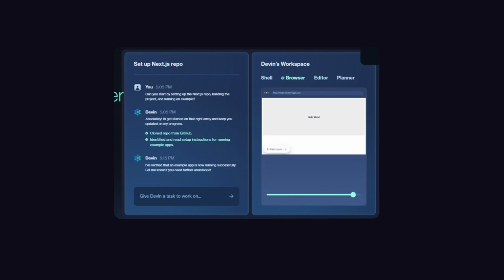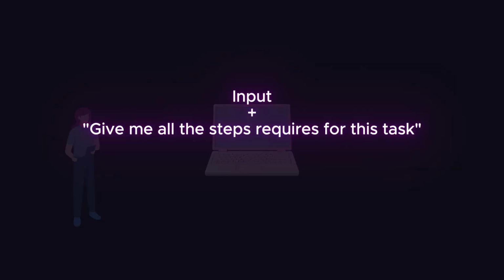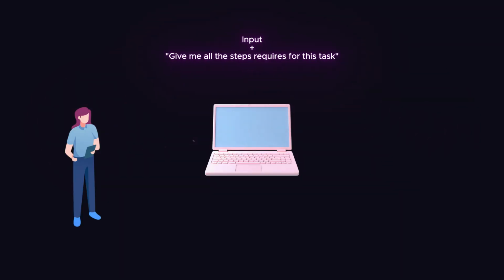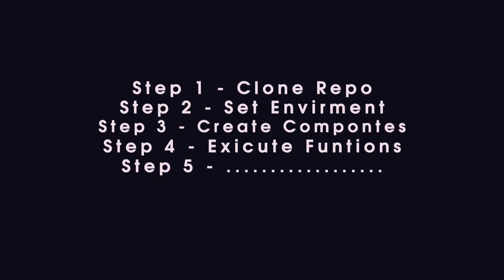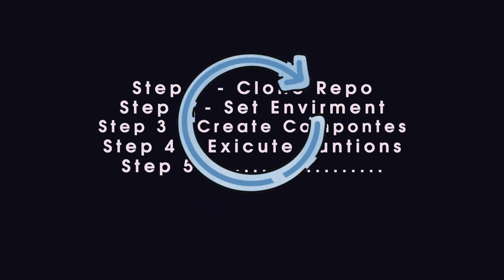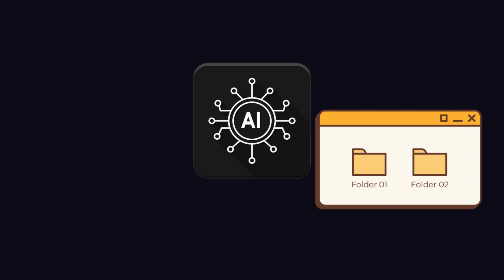So in my opinion, what Devin does is it takes a user input and adds one line: give me all the steps required for this task, and submits this to a large language model like ChatGPT or maybe their own LLM, which gives a few steps. Then it puts these steps into recursion in LLMs, and from the given output, creates a stack of files or executes commands in shell.